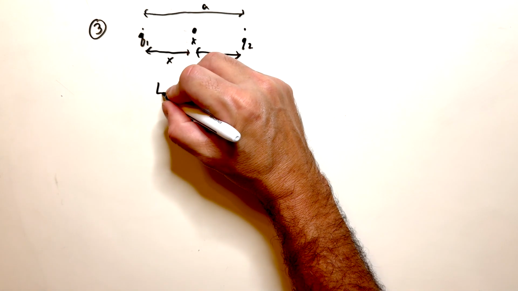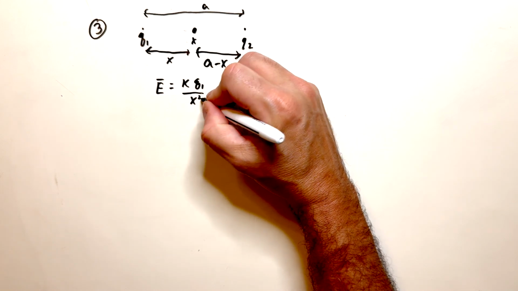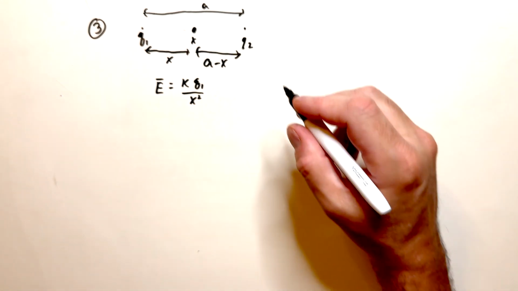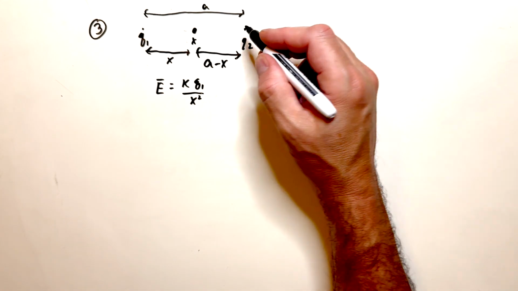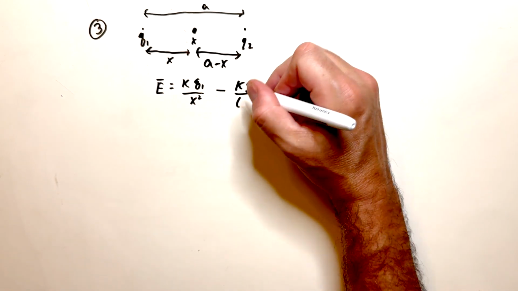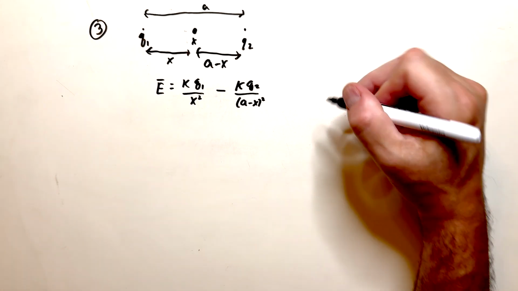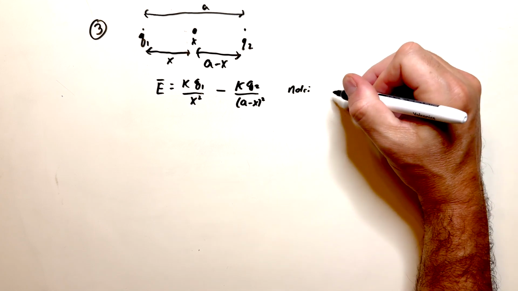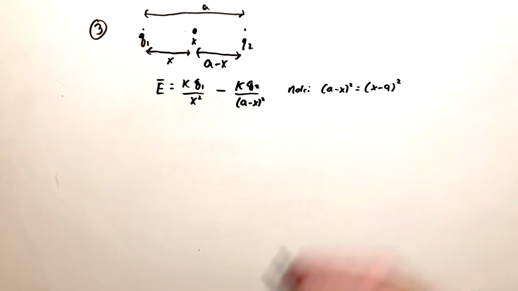So how do we write this? E. First we'll write for charge 1, so k Q1 over x squared, and that'll be in the positive direction or to the right, plus the field because of charge 2, which will be acting to the left, so we'll make that minus k Q2 over A minus x squared. Now, note, A minus x squared is the same thing as x minus A squared. So that can be handy. Sometimes you like to write it as x minus A, and you can certainly do that here. So that's problem 3.